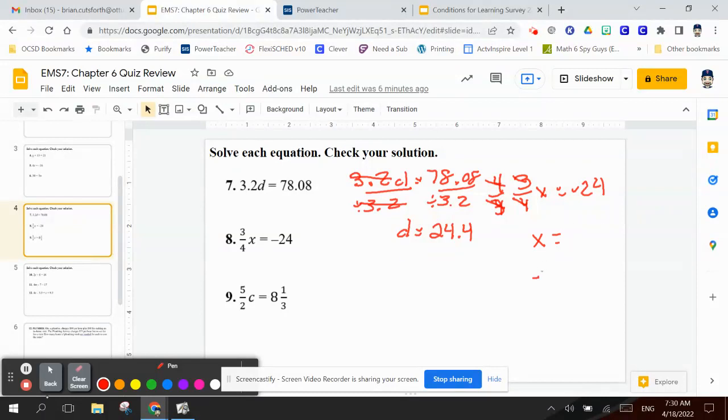And I have a negative 24 divided by 3/4, which I keep, change, flip. Keep the first fraction the same. Change the sign to multiply, flip my second fraction to be 4/3. 3 goes into negative 24 negative 8 times. 4 times 8 is 32, so it's a negative 32.